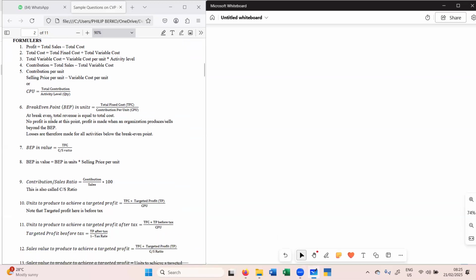Then break-even point in units is equal to total fixed cost divided by contribution per unit. Total fixed cost, when you divide it by contribution per unit, you get your break-even point in units. Break-even point in units is the quantity of production and sales in order to break even. So when you are able to produce and sell those units, you will neither make profits nor make loss. So that is the break-even point. So at break-even, total revenue equals total cost. No profit is made at this point.